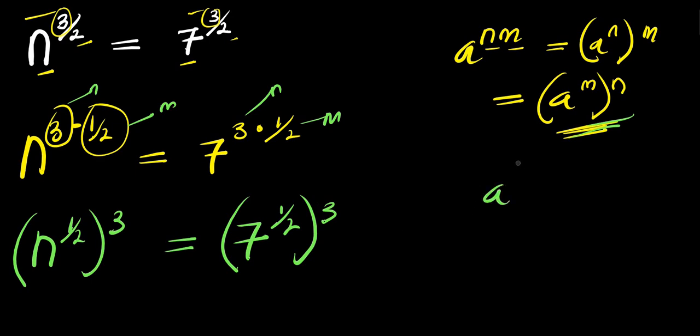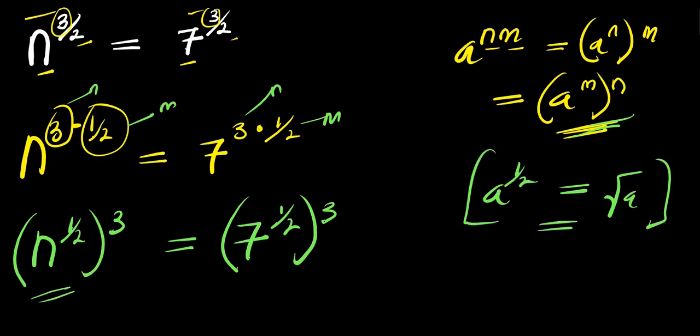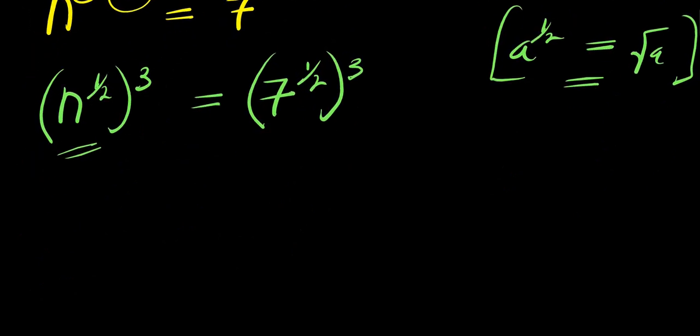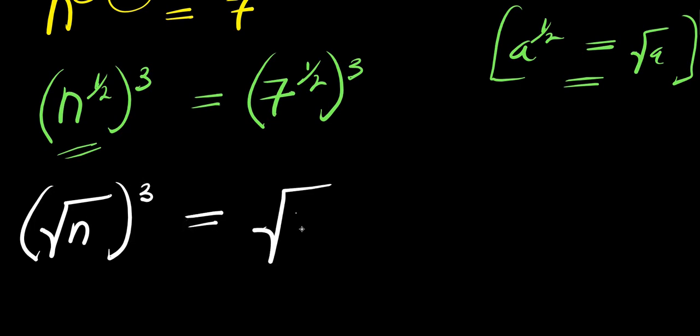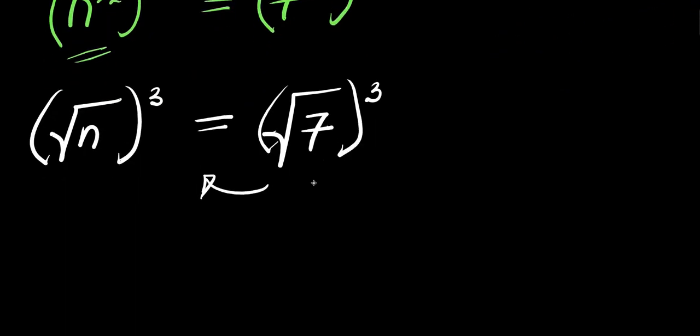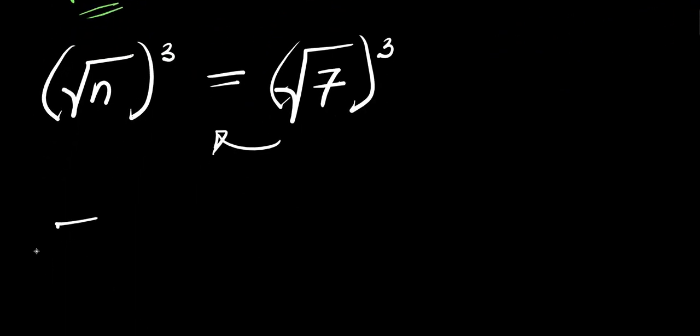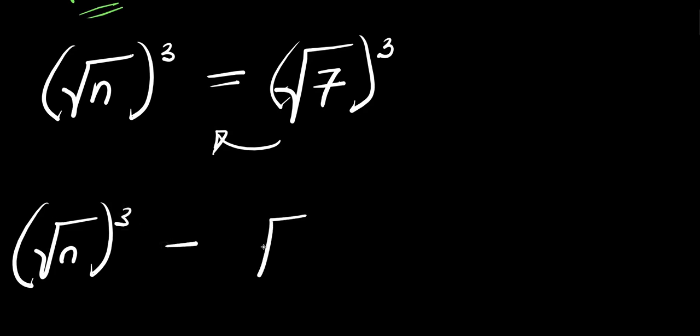See, if you have a power 1 over 2, this equals square root of a. Applying this right here, we are simply going to have square root of n to the power of 3, which equals square root of 7 to the power of 3. So at this point, we can easily move this over here and equate everything to 0. We have square root of n to the power of 3 minus square root of 7 to the power of 3.